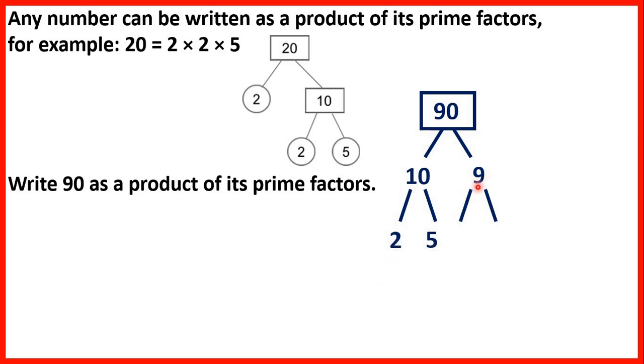But 9 is in the 3 times table, and 3 times 3 is 9, so we can write 3 and 3 at the end of our branches. So now we have prime numbers at the end. So we have 2 times 3 times 3 times 5.